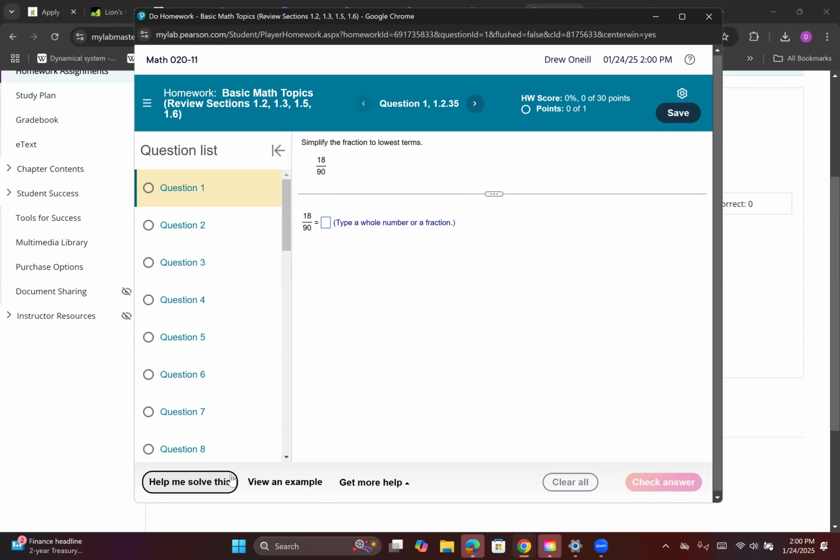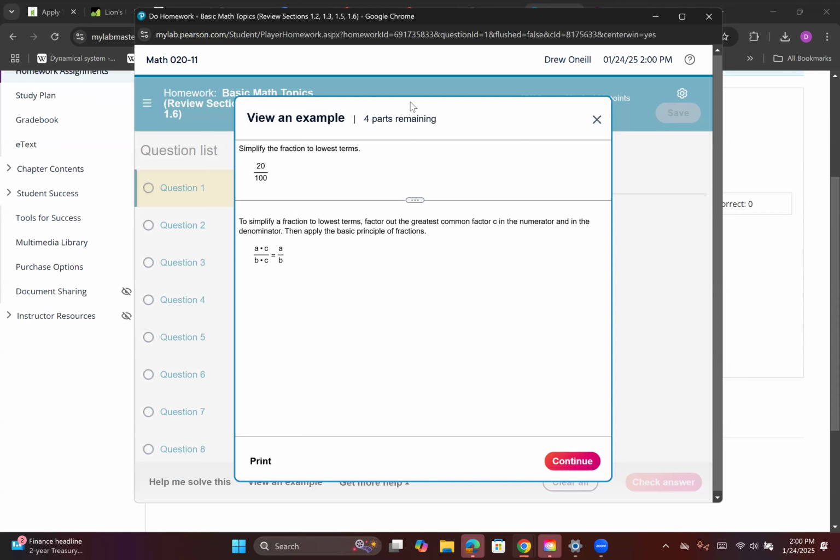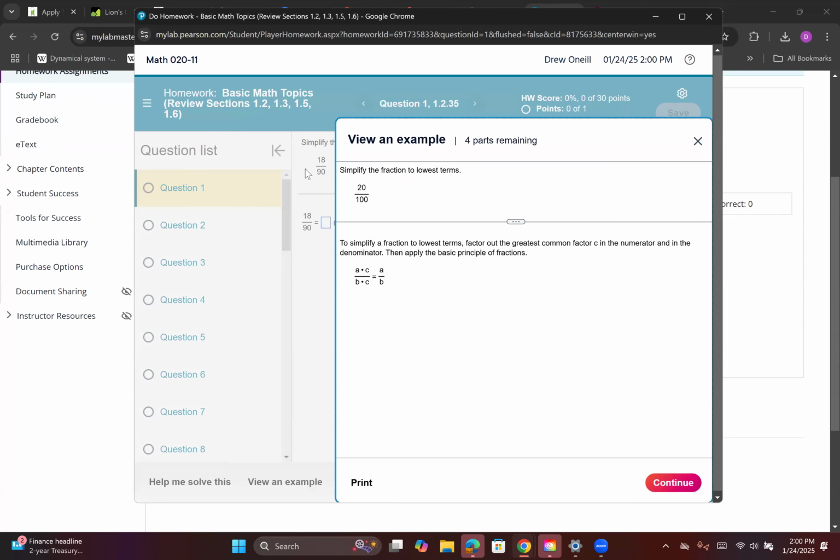Okay. View an example. If I click that, it's going to take me to a similar problem, right? You see the problem that I started with that I was supposed to answer here was simplify 18 over 90. But now in this example, this is supposedly going to help me. I have 20 over 100, and it tells me how many steps to this problem. There's 4, and I'm supposed to follow how they do this one, all 4 steps, right?